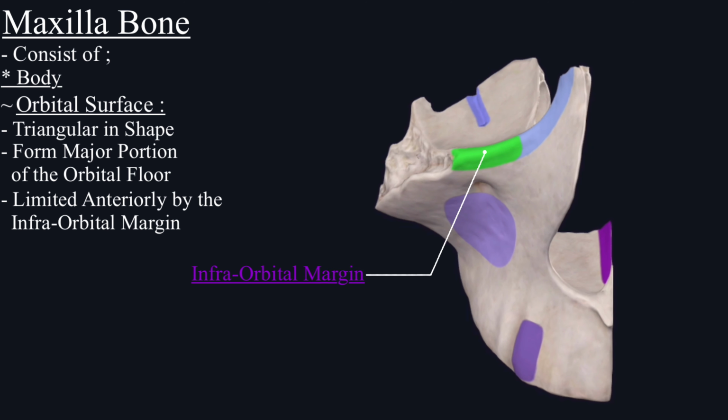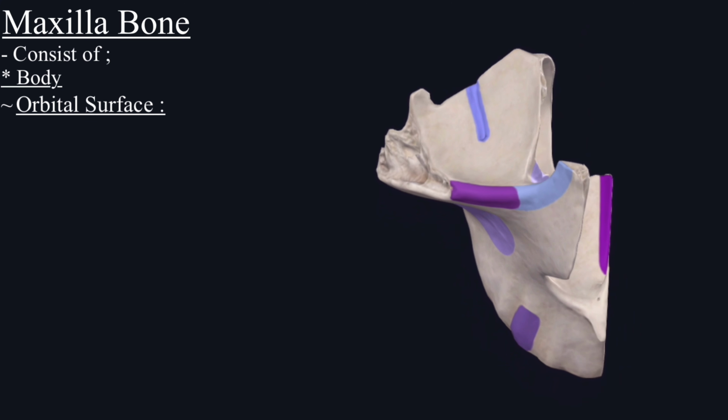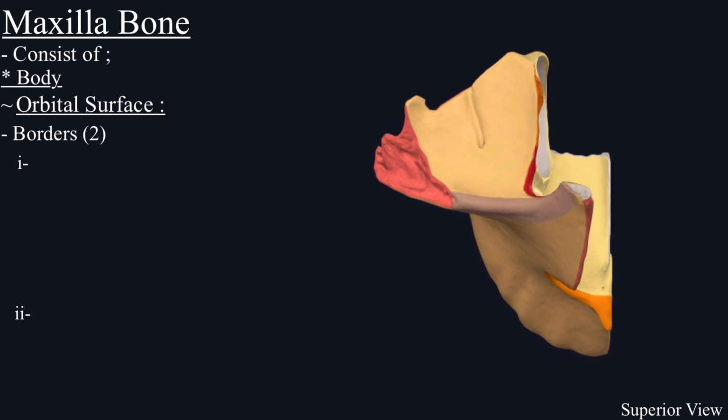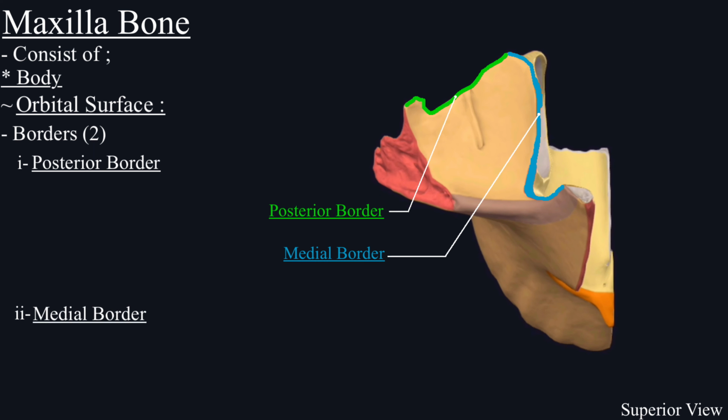This is the infraorbital margin and it is continuous medially with the anterior lacrimal crest. This anterior lacrimal crest is part of the frontal process of the maxilla bone. The orbital surface has two borders, that is the posterior border and the medial border. First one is the posterior border.